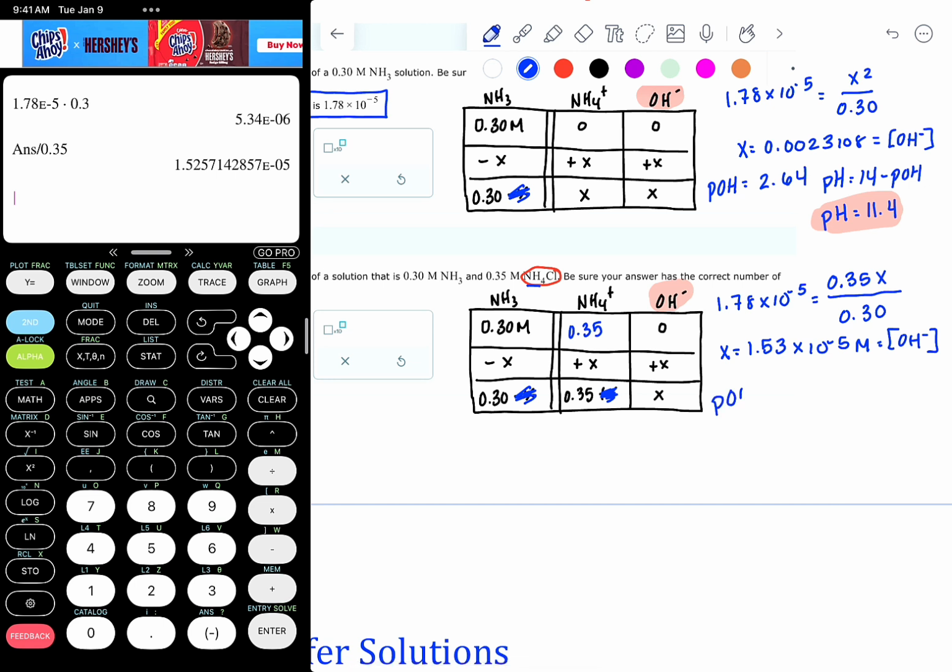Therefore, we can solve for pOH. We can do the negative log of our value and get 4.82 with rounding. So our pH is then going to be 14 minus that value. We get 9.18.